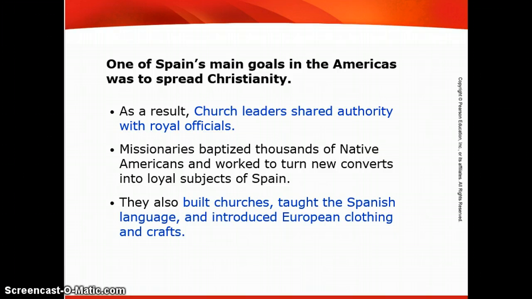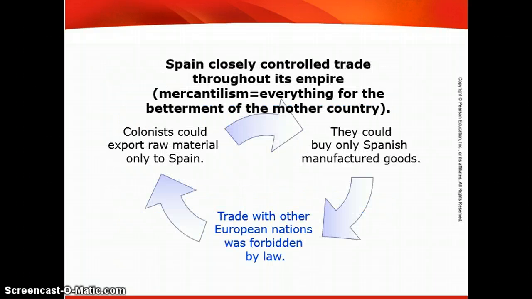Please remember that the Native Americans might have turned to Christianity as a way to express the reason why their civilization was taken over by the Europeans. Maybe the European gods were more powerful, so therefore they changed to Christianity. Spain also built churches, taught the Spanish language, and introduced European clothing and crafts, so cultural diffusion.